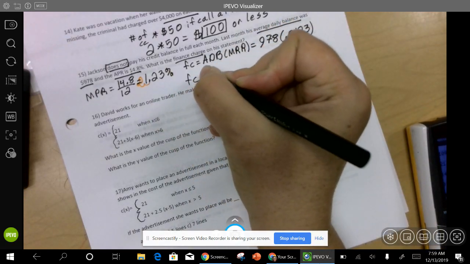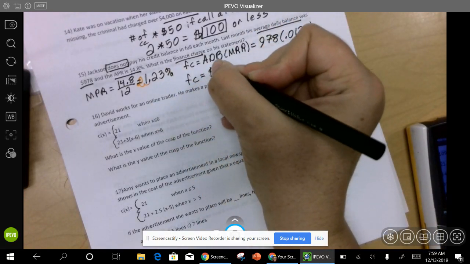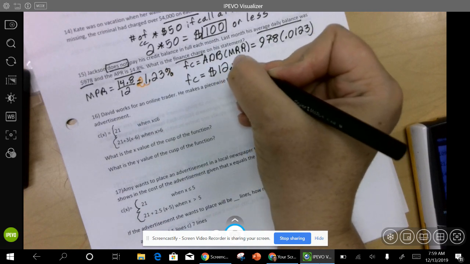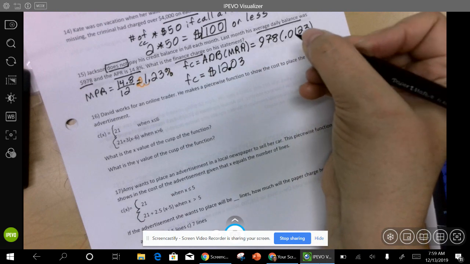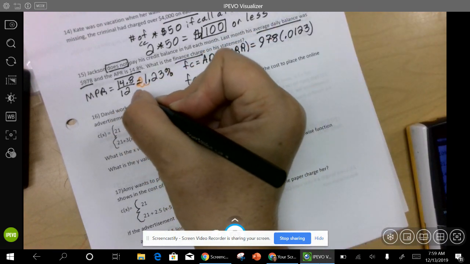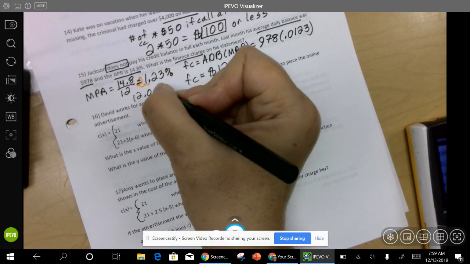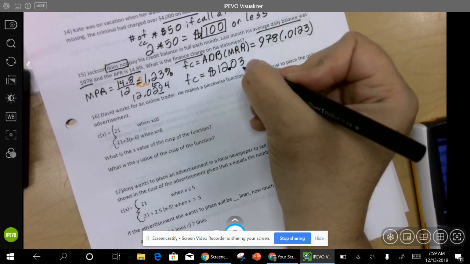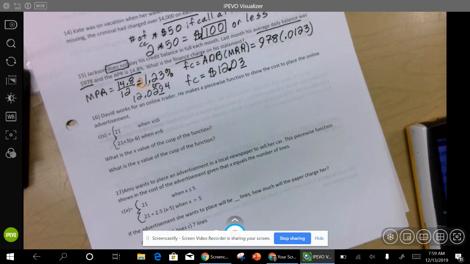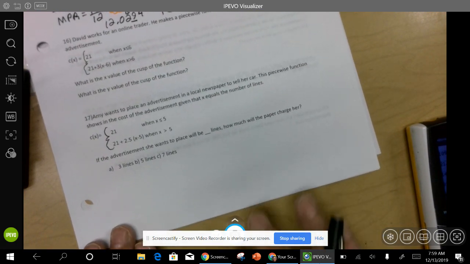So for the finance charge, I got $12.03. Remember, 5 and up rounded up. So I got $12.294. I look at this one, 5 and up rounded up, so it would be 3 cents. Okay, this one, David works as an online trader.